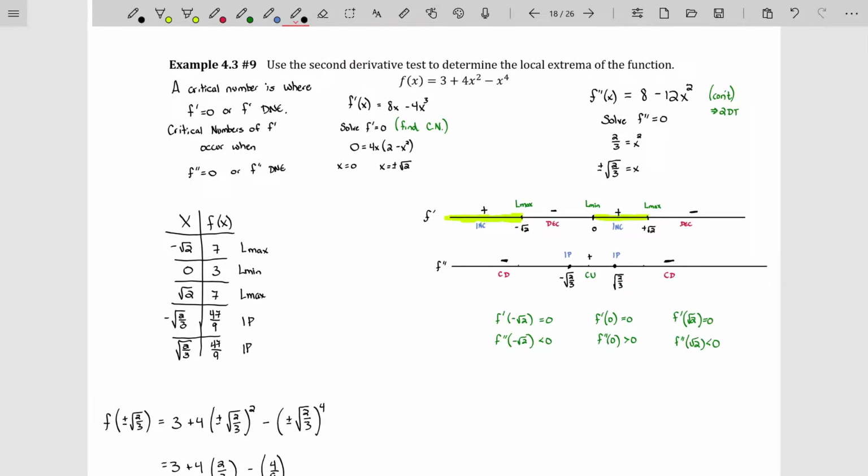Now, some people will ask, well, why would I choose one over the other? In fact, most students will ask that. When should I choose one over the other? You choose a second derivative test normally if you can't use the first derivative test.